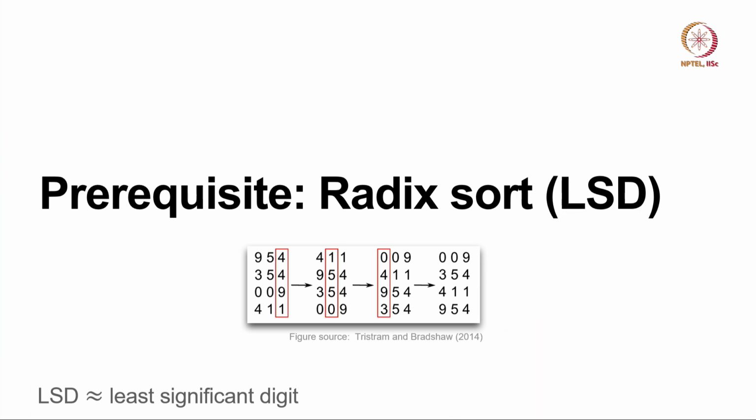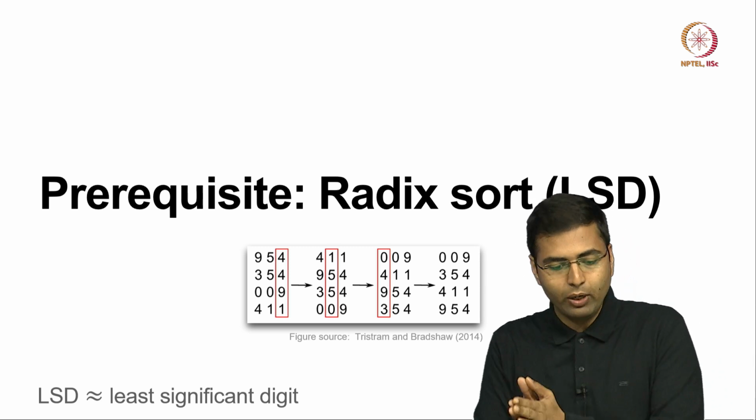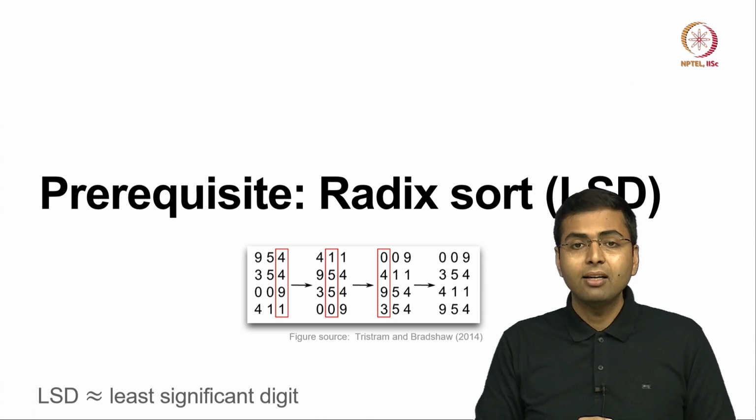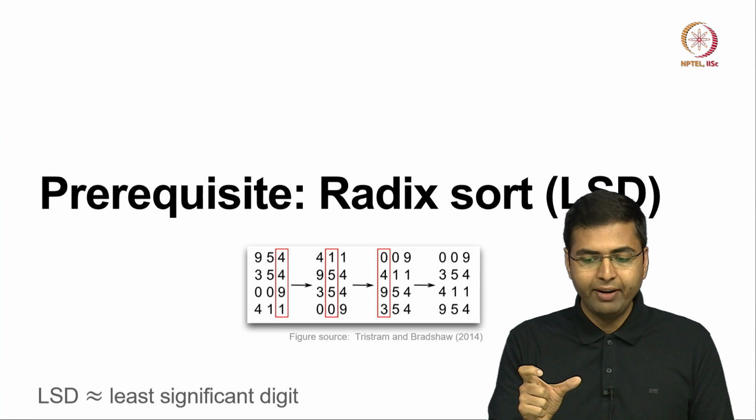So, let us look at how radix sort works. There are 2 versions of radix sort. One works by looking at the numbers from the least significant digit onwards, that is right to left, and the other version works by looking at the most significant digit first and working from left to right. In this lecture we are going to look at the least significant digit version. We are going to abbreviate this as LSD.